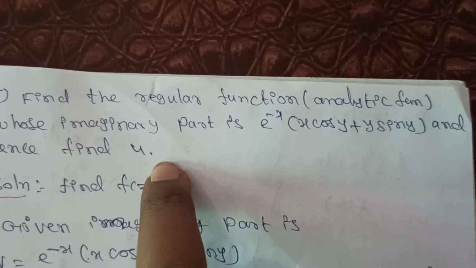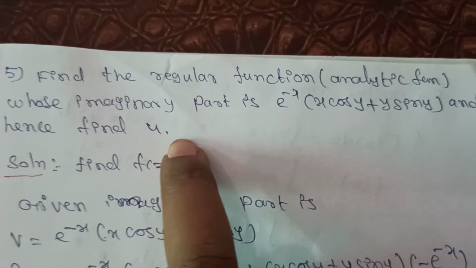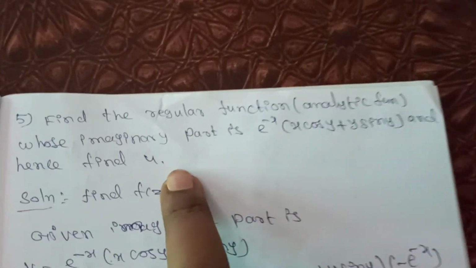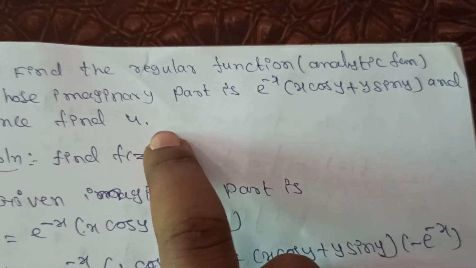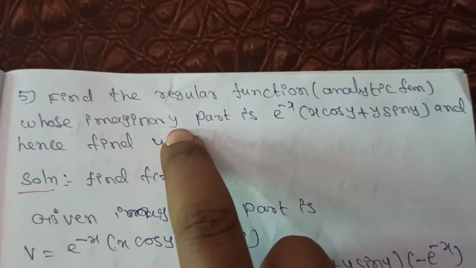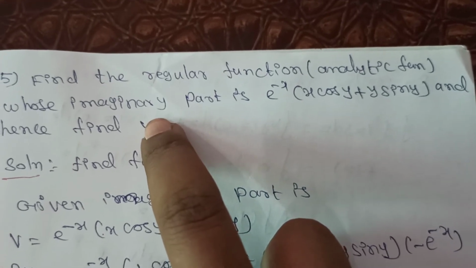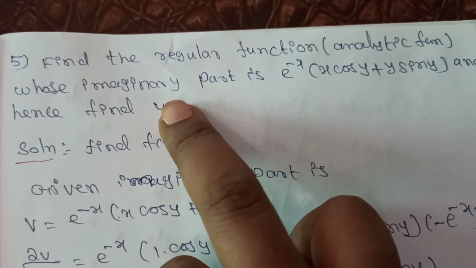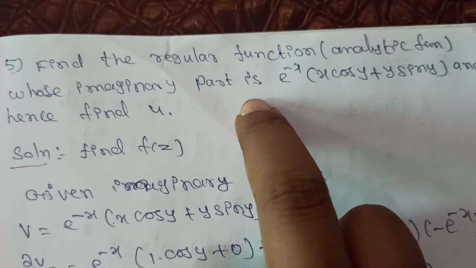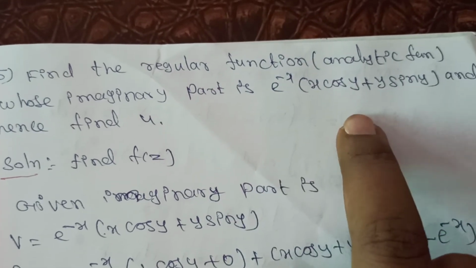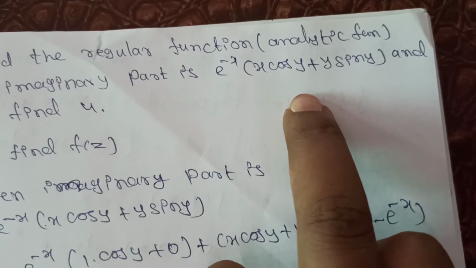First, to understand the question: what is the given condition and what is the problem asking? The given condition is actually a part of the function. First you have to verify whether the given one is the real part or the imaginary part. It is the imaginary part, that is, the v value is given. And the next condition, what are you asked?